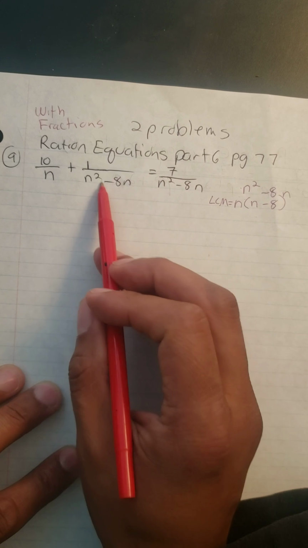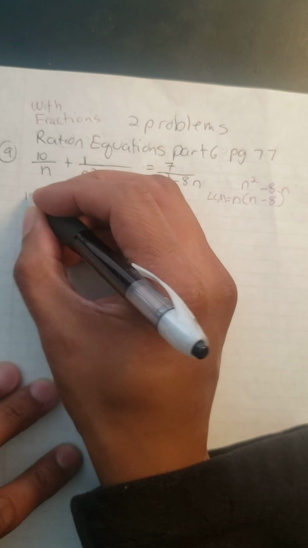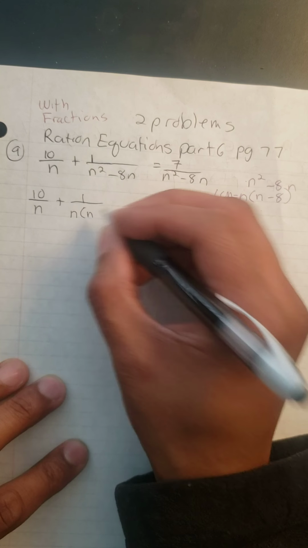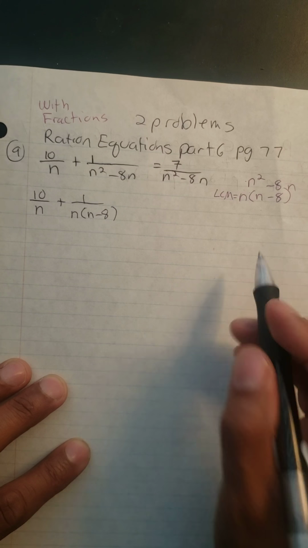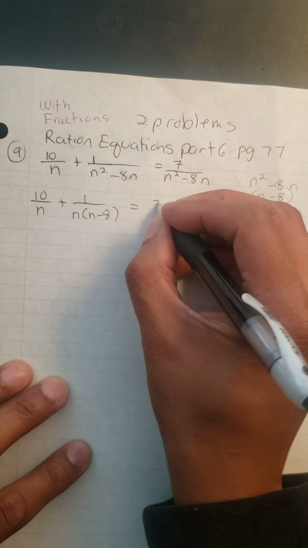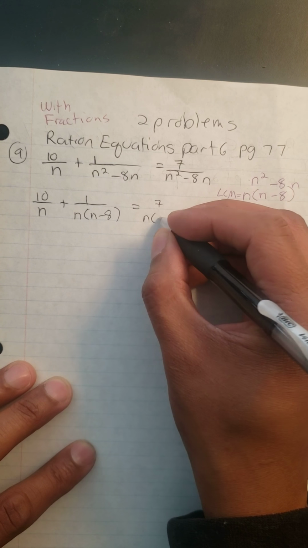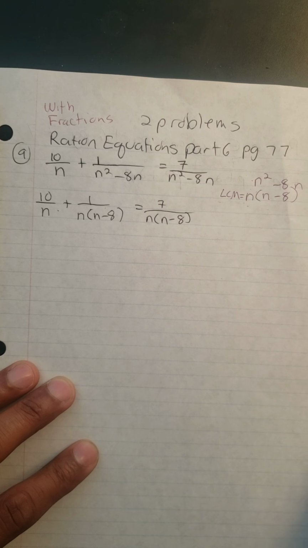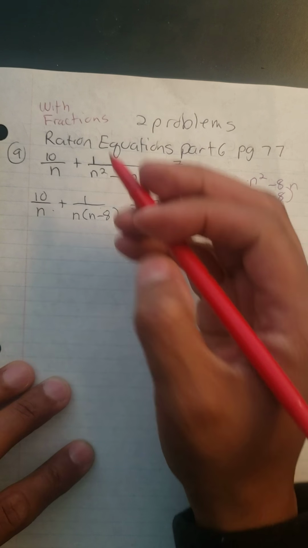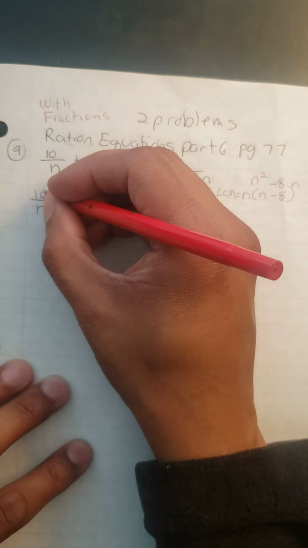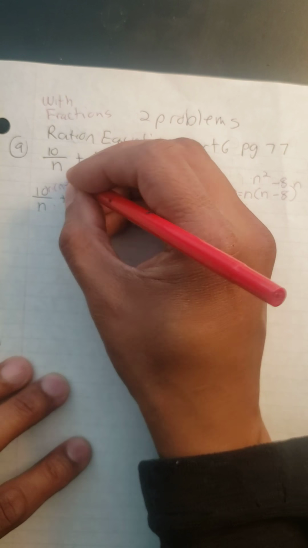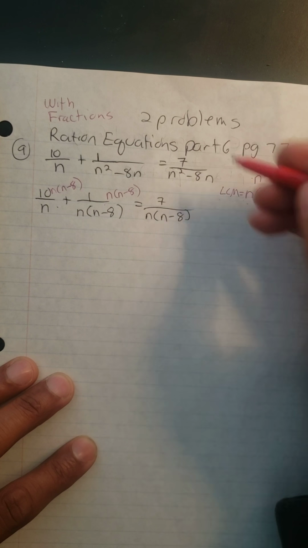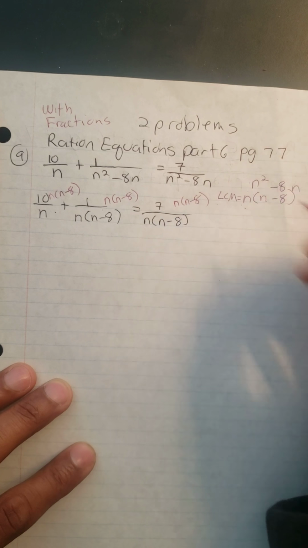But before I do that, I want to put this in factored form. So 10 over n, plus 1 over n times the quantity n minus 8, because that's our LCM, equals 7 over our LCM, which is n minus 8. Now I can multiply each one by the least common multiple, because I factored out the n. So multiply each one by the LCM, which is n minus 8.